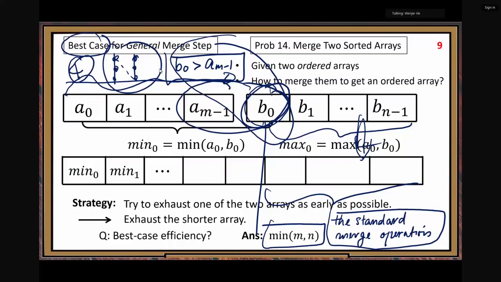We don't want the best case. Okay, so that's the main point. That's the main point.